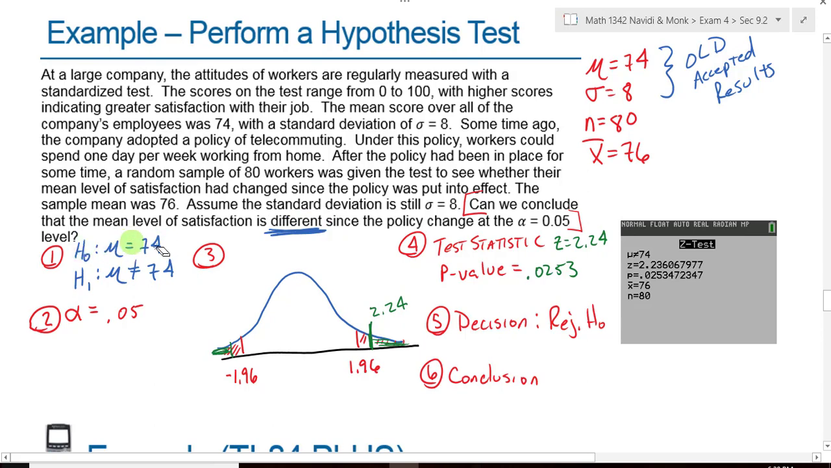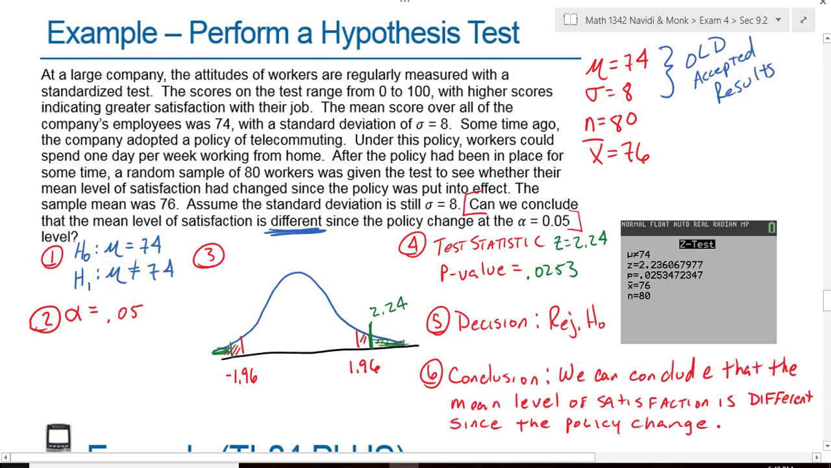Because I rejected that null, that means I've proven the alternative, which says that the mean is not the same as 74. Apparently people like being able to telecommute. We can't say that it's bigger because we didn't test for that. If we wanted to claim that the satisfaction is better, then we would have to change this from a two-tailed test and make this mu is greater than 76. And that might change our results.